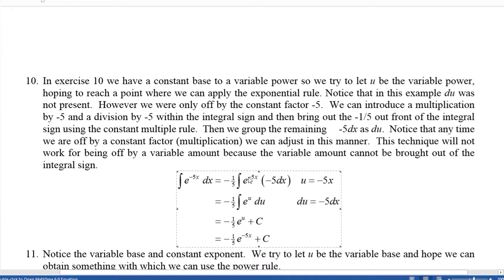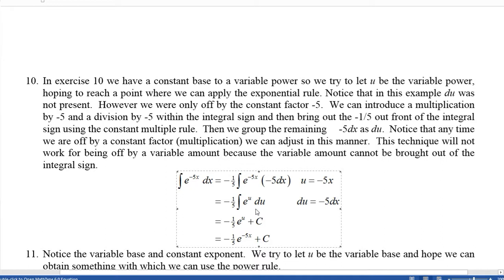Okay, so what happened to the negative 5 and the x? It became u. What happened to the negative 5 and the dx? That became du. And where did that negative 1/5 come from? It came from something we inserted in the problem to balance the negative 5 that we really needed to insert in the problem to find our du.